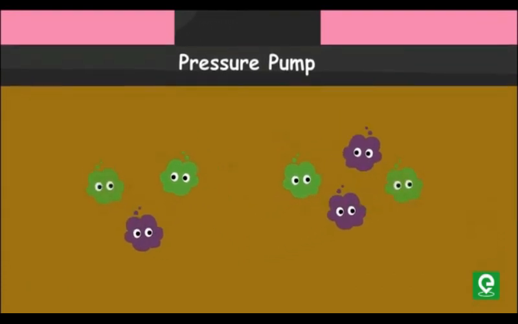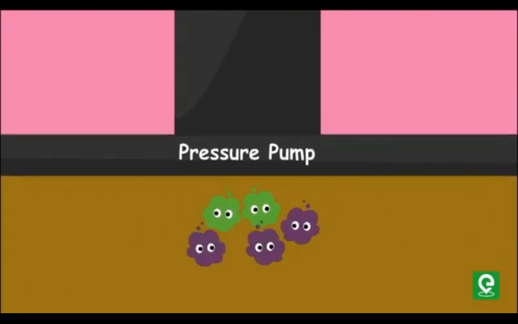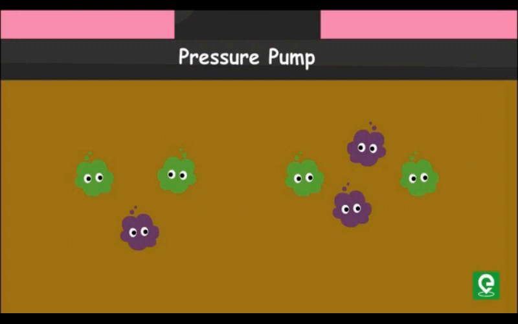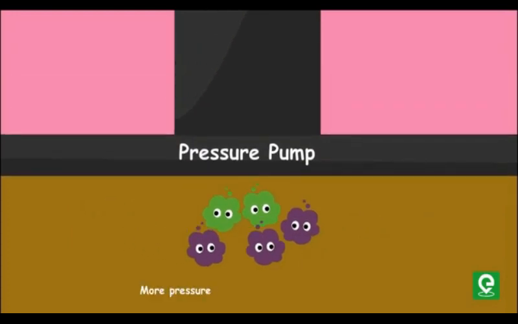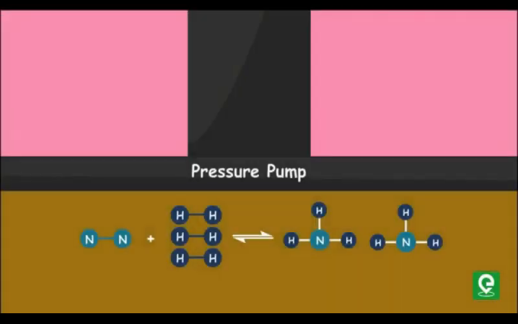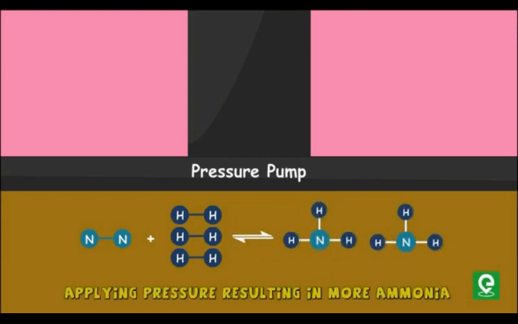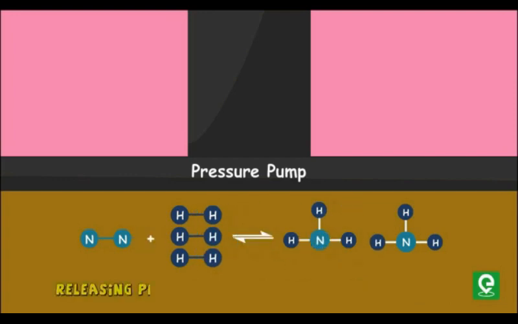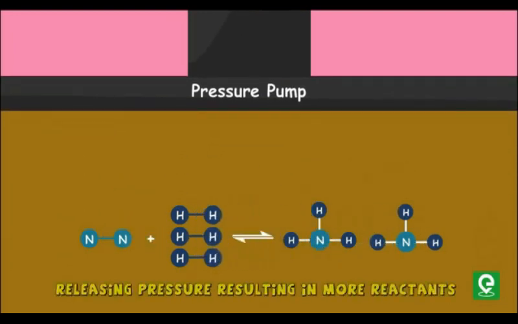Finally, for gases, we can also induce stress by applying pressure. Increasing pressure on a system at equilibrium forces it to move in the direction with fewer molecules. For example, in the process of creation of ammonia gas, one molecule of nitrogen gas combines with 3 molecules of hydrogen gas to form 2 molecules of ammonia. Here, the number of molecules of reactants is 4, while the number of product molecules is 2. Thus, if you apply pressure, the system will create more ammonia, reducing the number of molecules. And if you release pressure, the backward reaction will be favored.